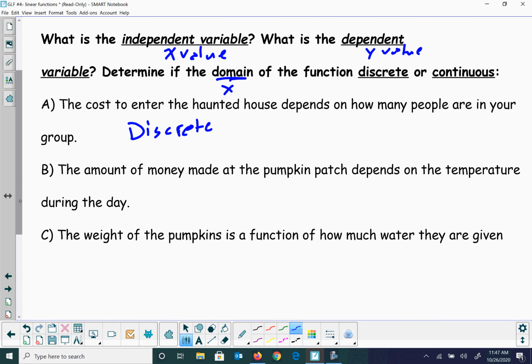The amount of money made in a pumpkin patch depends on the temperature during the day. So temperature, being we could have some weird temperature like 42.6381, keeps going forever, degrees. Temperature would be continuous.